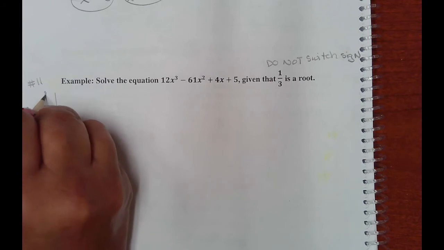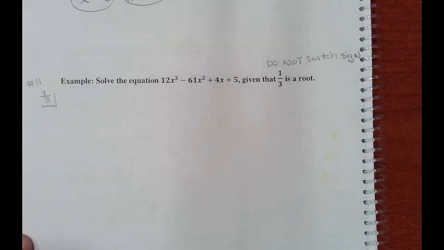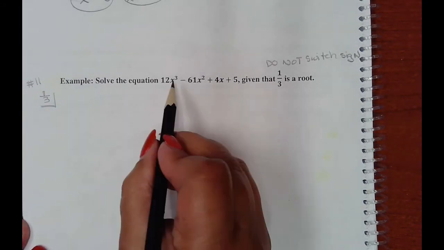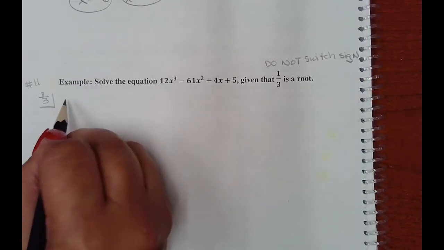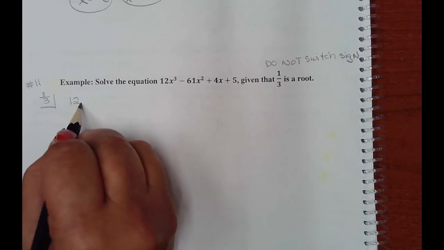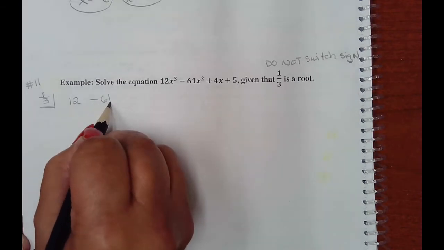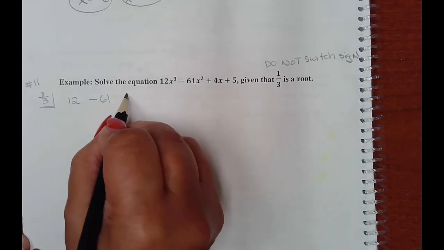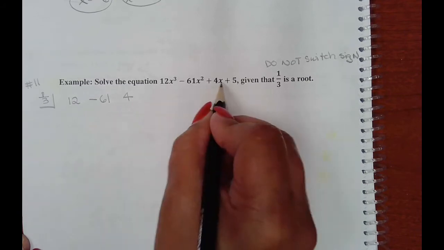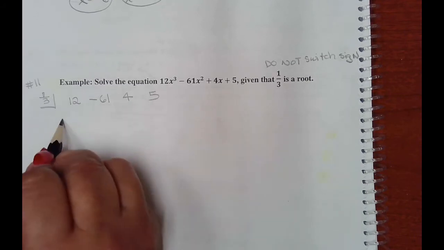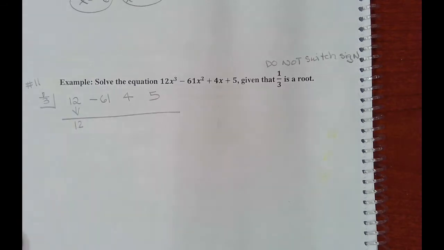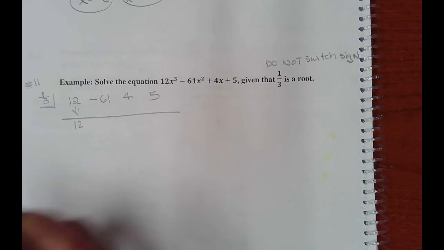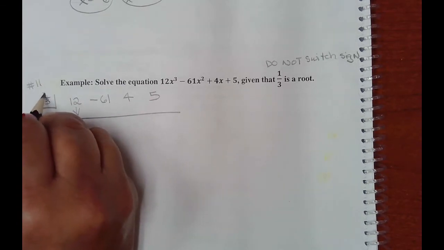Okay, so I'm going to do 1/3 right in here. I'm going to stretch these out. We do have a 3rd degree term, a 2nd degree term, and a 1st degree term, and a constant. So 2 is the first coefficient, -61 is the coefficient for the 2nd degree, 4 is the coefficient for the 1st degree, and 5 is the constant. Put that line underneath, drop down the first number. And again, you may have to come out to the side to do the arithmetic if you can't do it in your head, which is fine.